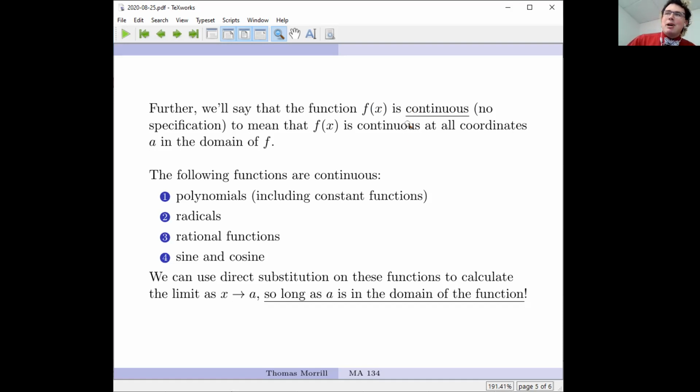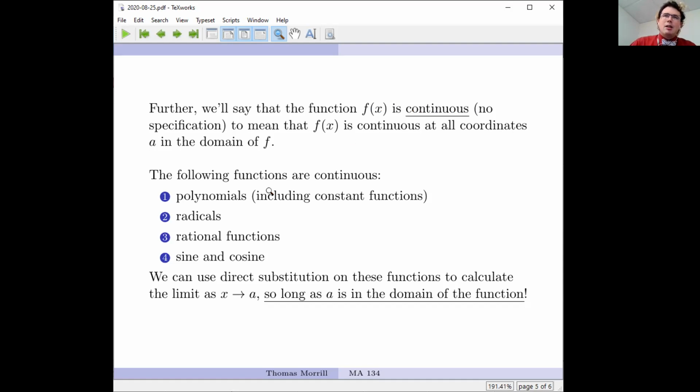And what I mean by that is that for every single coordinate in the domain of f, the function f is continuous at that coordinate. And what that means is we can use direct substitution to calculate limits of this function anywhere, as long as we are in the domain of that function.